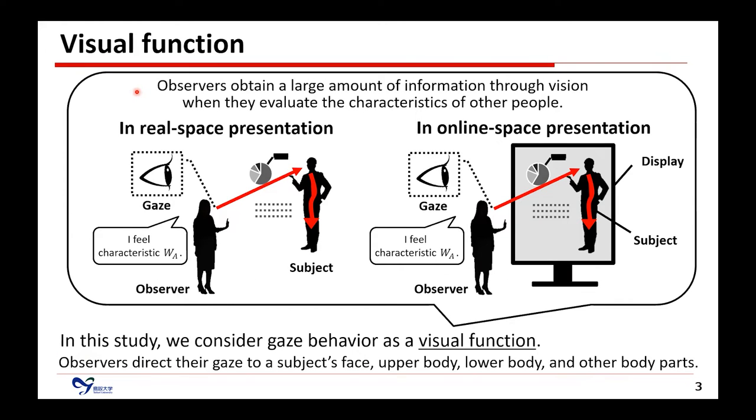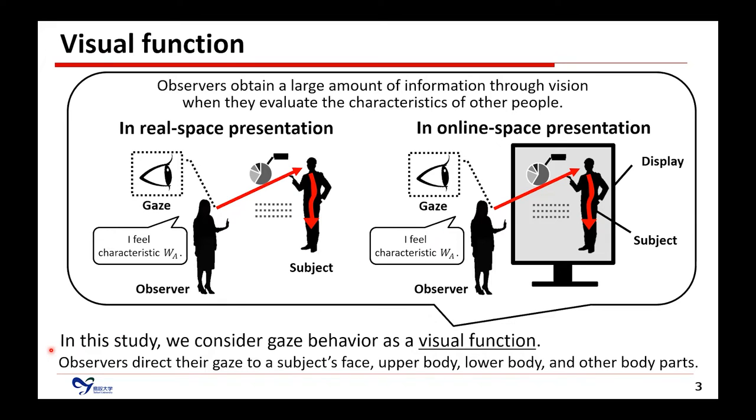Observers obtain a large amount of information through vision when they evaluate the characteristics of other people. For example, we consider the observer interacting with the subject in a real space presentation. The observer is looking at the subject with their eyes, and evaluating the subject's characteristics. In contrast, we consider an online space presentation. The observer is looking at the subject on the display with their eyes, similar to the real space presentation, and is evaluating the subject's characteristics.